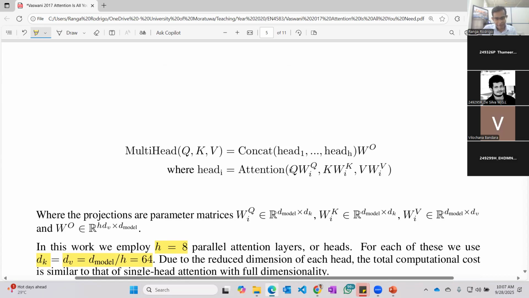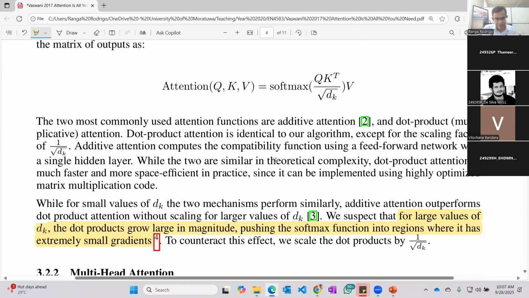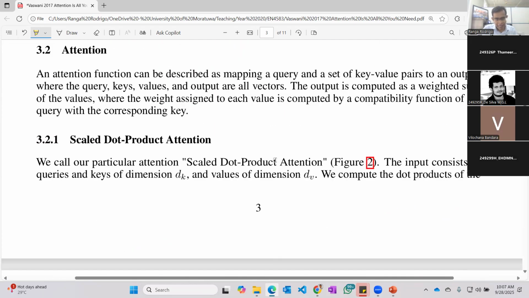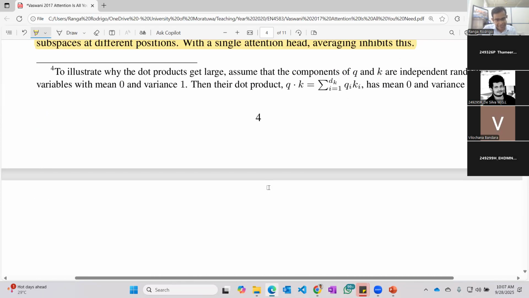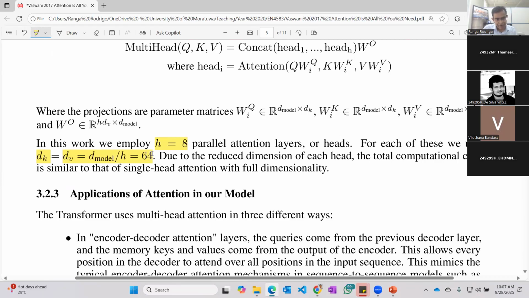computation for vectors of dimension 512, you do that for 8 sets of vectors of dimension 64. Computational cost is reduced, and these attentions in these different heads can extract information from so-called different spaces, different natures of information.